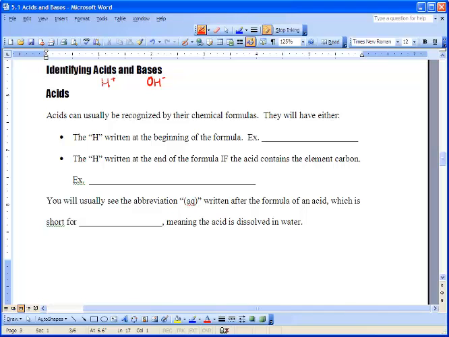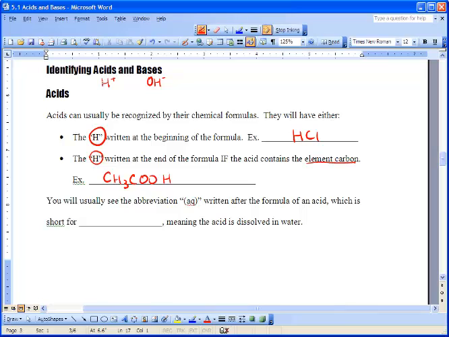And acids can usually be recognized by their chemical formulas. They can either have an H written at the beginning of the formula, like HCl, or hydrochloric acid, or the H is written at the end of the formula if the acid contains the element carbon. There's some rules for this. And there's an example here. Acetic acid is acetate plus an H plus ion, and it's written at the end because it's got carbon in it.